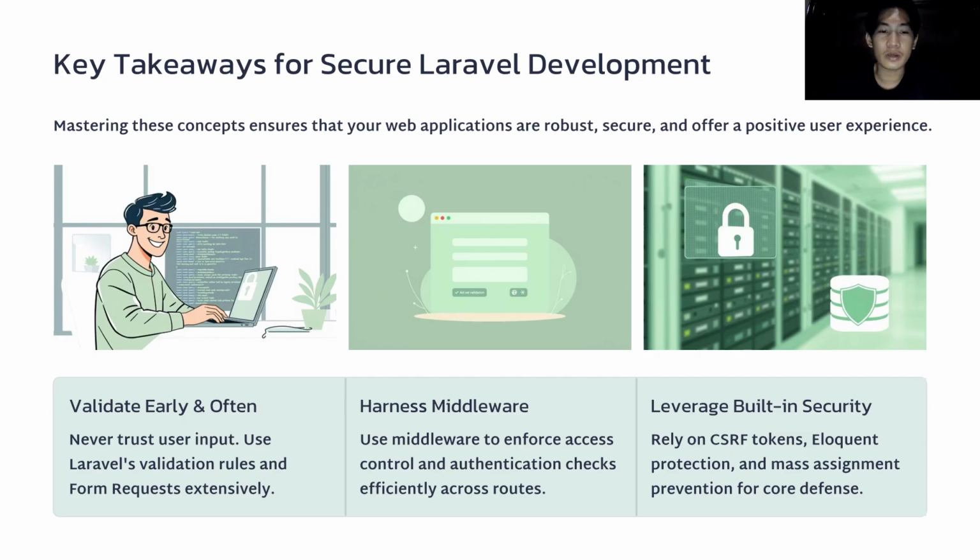Harness middleware. Use middleware to enforce access control and authentication checks efficiently across routes. Leverage built-in security. Rely on CSRF tokens, Eloquent protection, and mass assignment prevention for core defense.